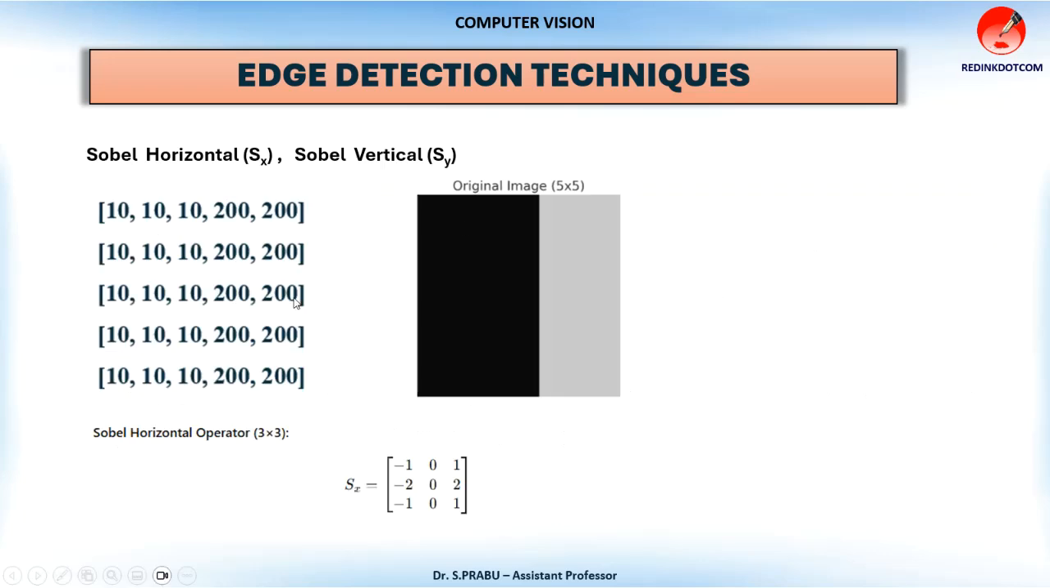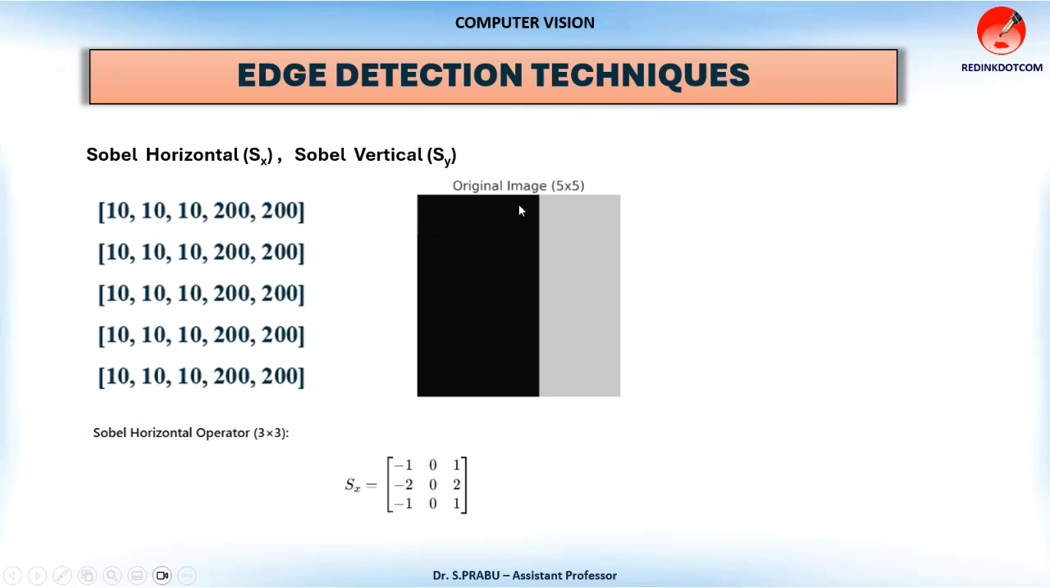In this example, if we traverse from top to bottom, the values do not change. For example, 10 starts here, all the values are 10. 200 starts here, all the values are 200. So this image contains a vertical boundary. If we traverse from left to right, a sudden change in value happens. The first three values are 10, and suddenly it becomes 200.